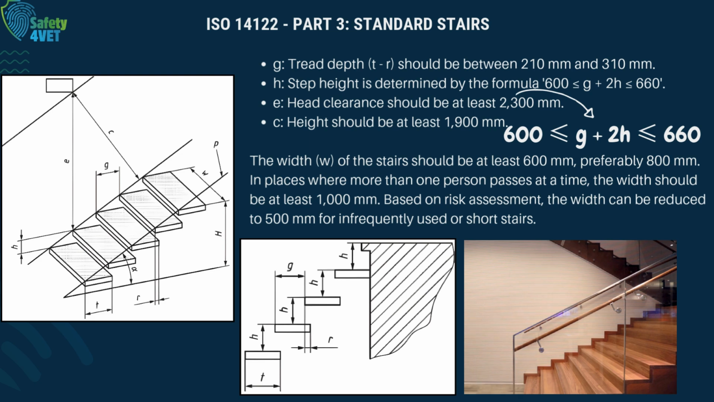The headroom must be at least 2,300 mm and the overall height at least 1,900 mm. The stair width should be at least 600 mm, preferably 800 mm. In areas where more than one person passes at the same time, the width should be at least 1,000 mm. Depending on the risk assessment, this width can be reduced to 500 mm.